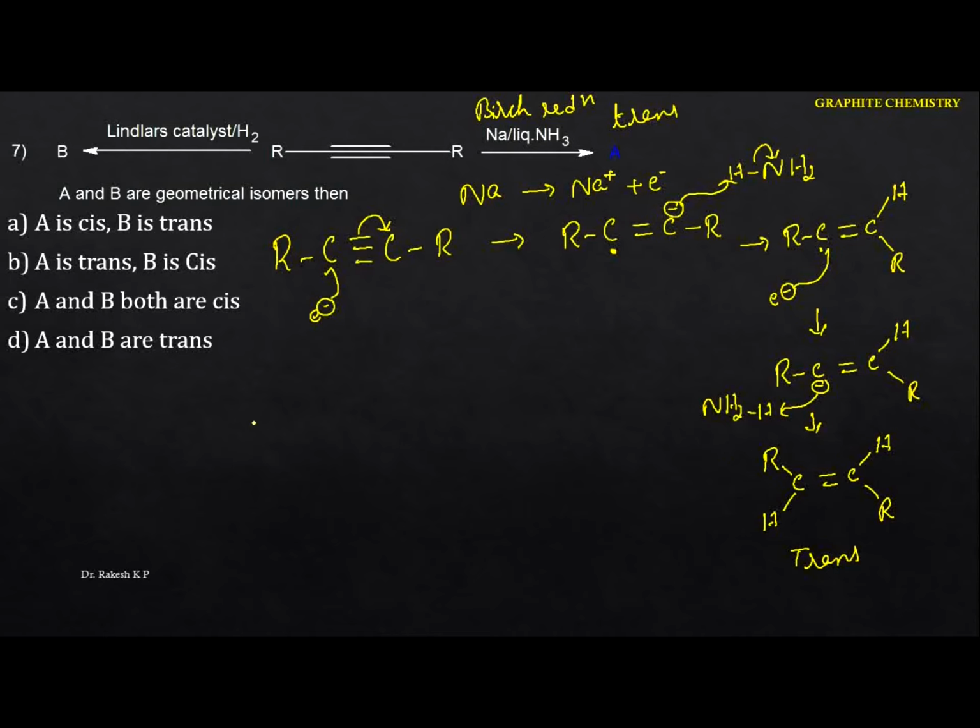Let me go for the Lindlar's catalyst here. This Lindlar's catalyst is nothing but palladium supported over barium sulfate, and we are going to use hydrogen. So that was for the first one, and I'm going to show the mechanism for the second one. In this reaction, catalytic hydrogenation, what we need is the catalyst.